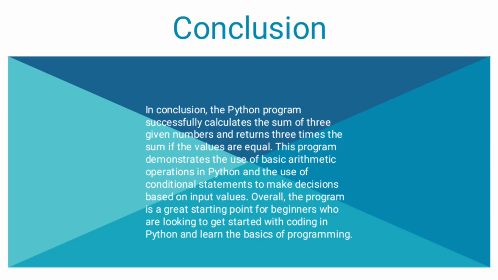At last, the conclusion. In conclusion, the Python program successfully calculated the sum of three numbers and returned three times this sum if the values are equal. The program demonstrates the use of basic arithmetic operations in Python and the use of conditional statements for making decisions. Overall, the program is a great starting point for beginners who are looking to get started with coding in Python and learn the basics of Python.